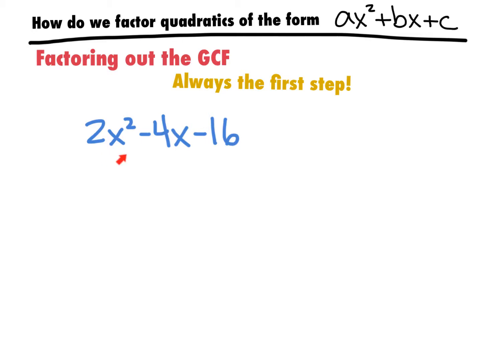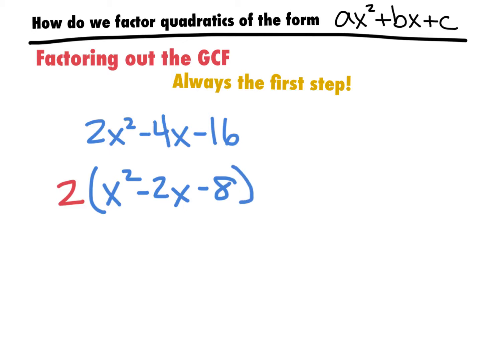So here I'm looking at 2x squared minus 4x minus 16, and I notice that they're all divisible by 2. So the GCF is 2, and I can pull that out. All that means is that we're going to divide each of these things by 2. So 2x squared divided by 2 leaves me with x squared. Negative 4x divided by 2 is negative 2x. And negative 16 divided by 2 is negative 8.